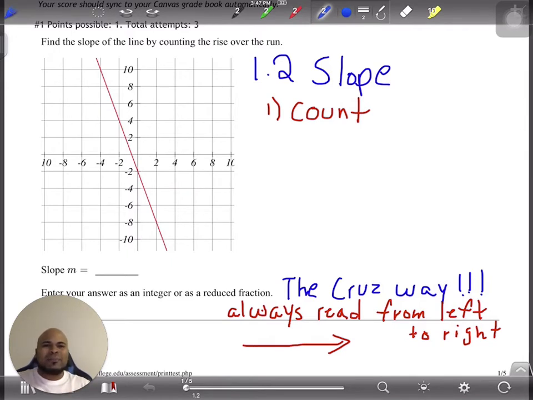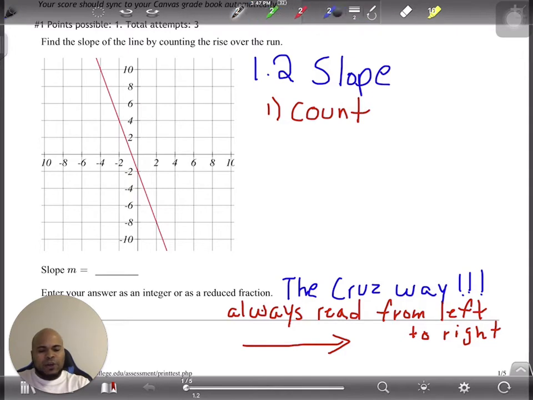And today we're going to talk about slope. It's all about that slope. All right, so here we go. If you have a linear function, which we talked about in last class, then you have a graph that represents a line. So let's talk about the slope for a second. The easiest way to find the slope is by counting.